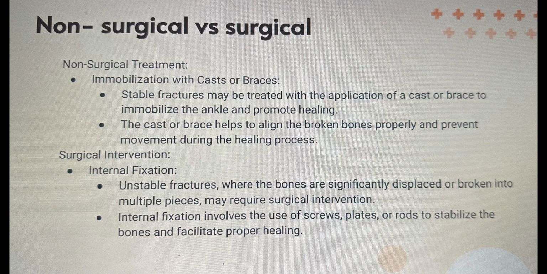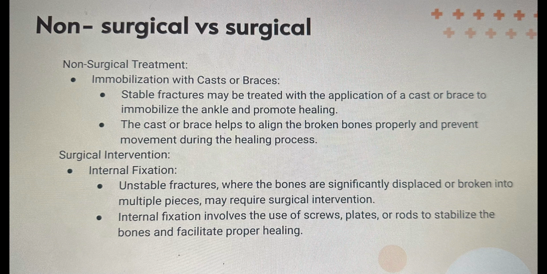For treatment, once you break your ankle, you could have surgery or not have surgery. A non-surgical treatment would be immobilization with casts or braces. Stable fractures may be treated with the application of a cast or brace to immobilize the ankle and promote healing. The cast or brace helps to align the broken bones properly and prevent movement during the healing process.